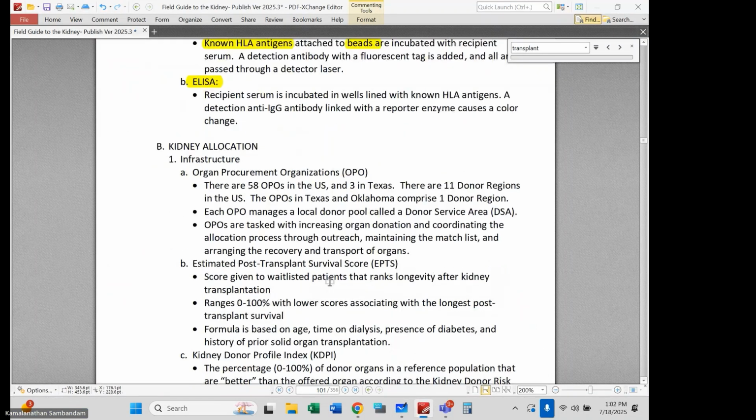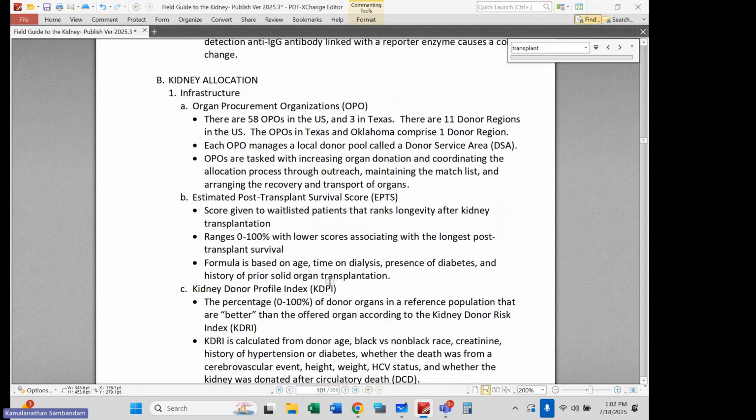Okay. Let's do a few minutes of kidney allocation and then we'll end it there. So what is the infrastructure of kidney allocation? It's evolved quite a bit. There are these organ procurement organizations, and it may be evolving even more.